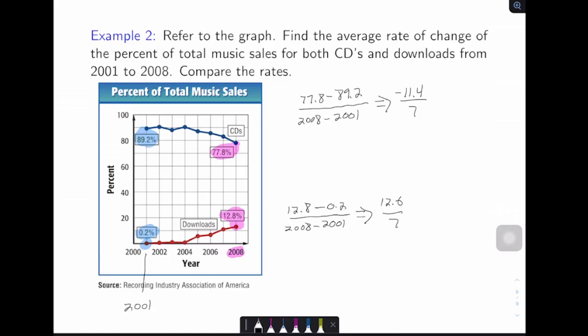If I do a negative 11.4 divided by 7, I end up getting a negative 1.63% change over those 7 years. And if I take my 12.6 and divide that by 7, I end up getting a positive 1.8% increase of rate of change. So the negative one will be for our CDs, and the positive one would be for our downloads.